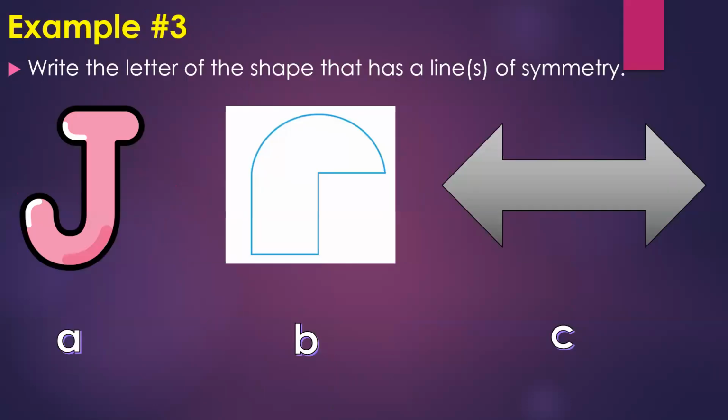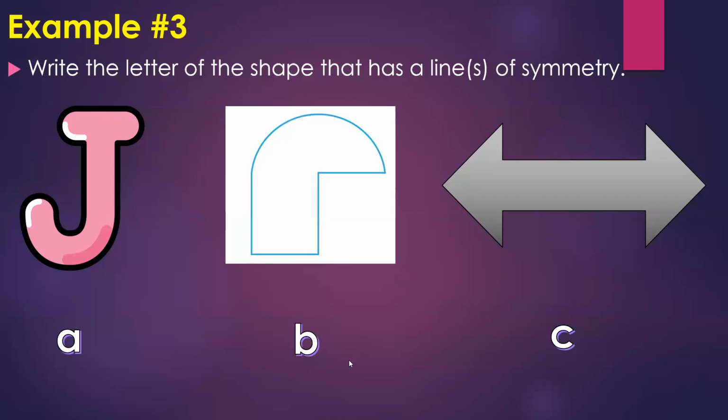Again, put your answers inside the chat, please. Write the letter, is it A, B, or C, that has a line of symmetry. I need everyone answering. Put your answers inside the chat. Which one of these, whether it's A, B, or C, has a line of symmetry? All right. Put your answers inside the chat.